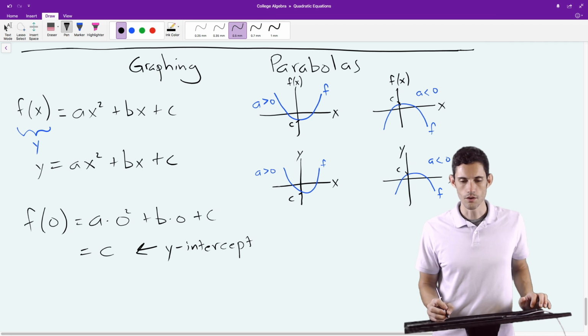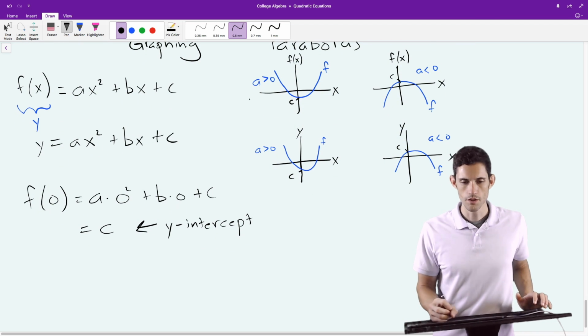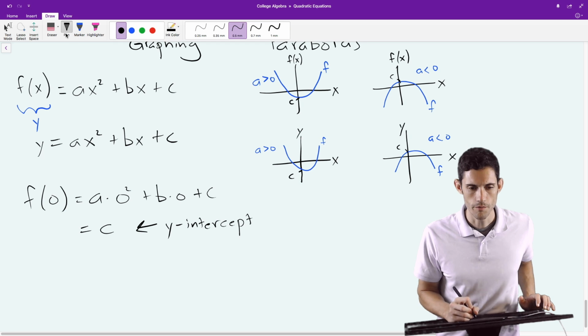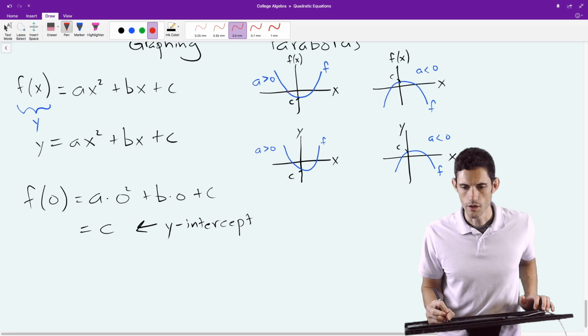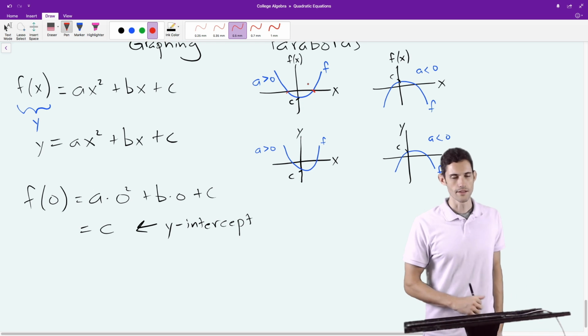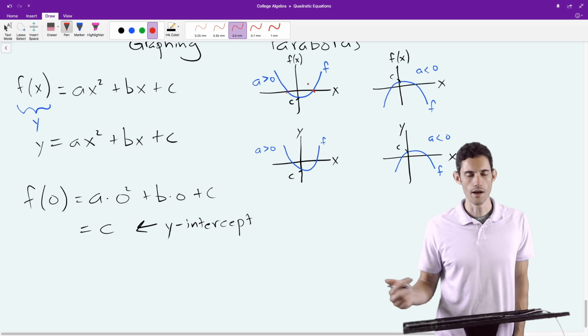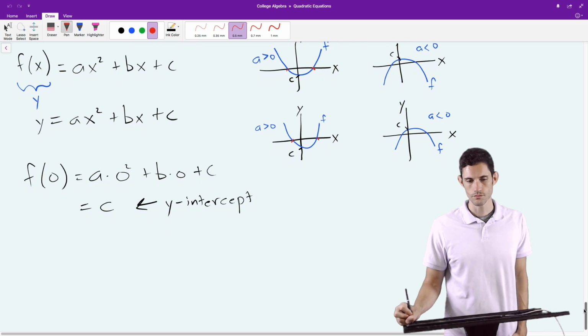So if I know the y-intercept, and I know if a is greater than 0 or less than 0, I can get a pretty good idea about what this parabola looks like. The other points that I need to find out about are these points here, which is where the graph crosses the x-axis. And so the definition of the x-axis is the set of all points where y is equal to 0. And so to get these points, I would have to set y equal to 0.